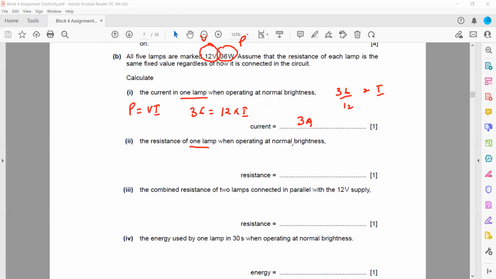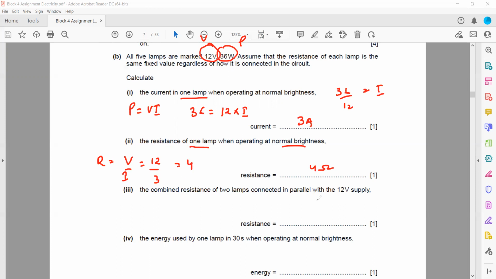The resistance of one lamp. So to get the resistance, we have the formula R equals V divided by I. V is the voltage across each lamp, the voltage of each lamp that is marked, it's 12, and I is the current 3, so 12 divided by 3 is equal to 4 ohms.